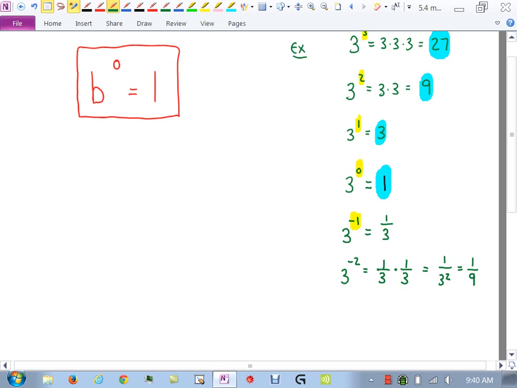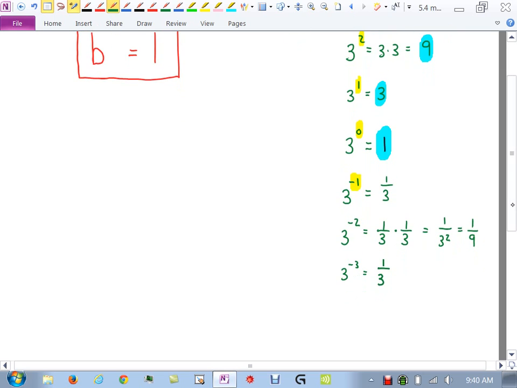What do you think 3 to the negative 3 would be? 1 over 3 to what power? How many 3's are we going to have on the bottom, do you think? We had one 3 down here, right? When we put negative 2, we had two 3's. We go negative 3, we should have how many? Three 3's being multiplied. 3 times 3 times 3, 1 over 27. You kind of follow that?